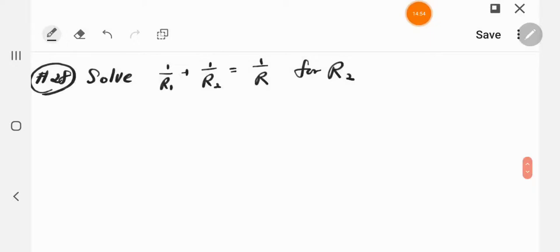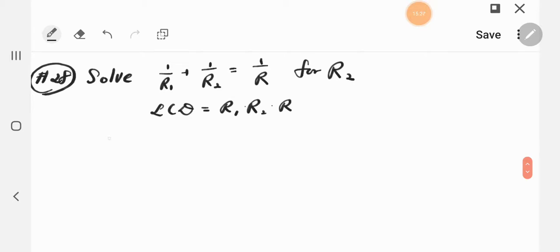Okay, number 28. This is exercise number 28. Solve this equation for R2. Why don't you pause and then try on your own? All right, then let's solve this one. In order to solve this, we want to get rid of the denominator. So find the LCD, which is R1, R2 times R. So we will multiply the equation by the LCD so that we can remove the denominators.